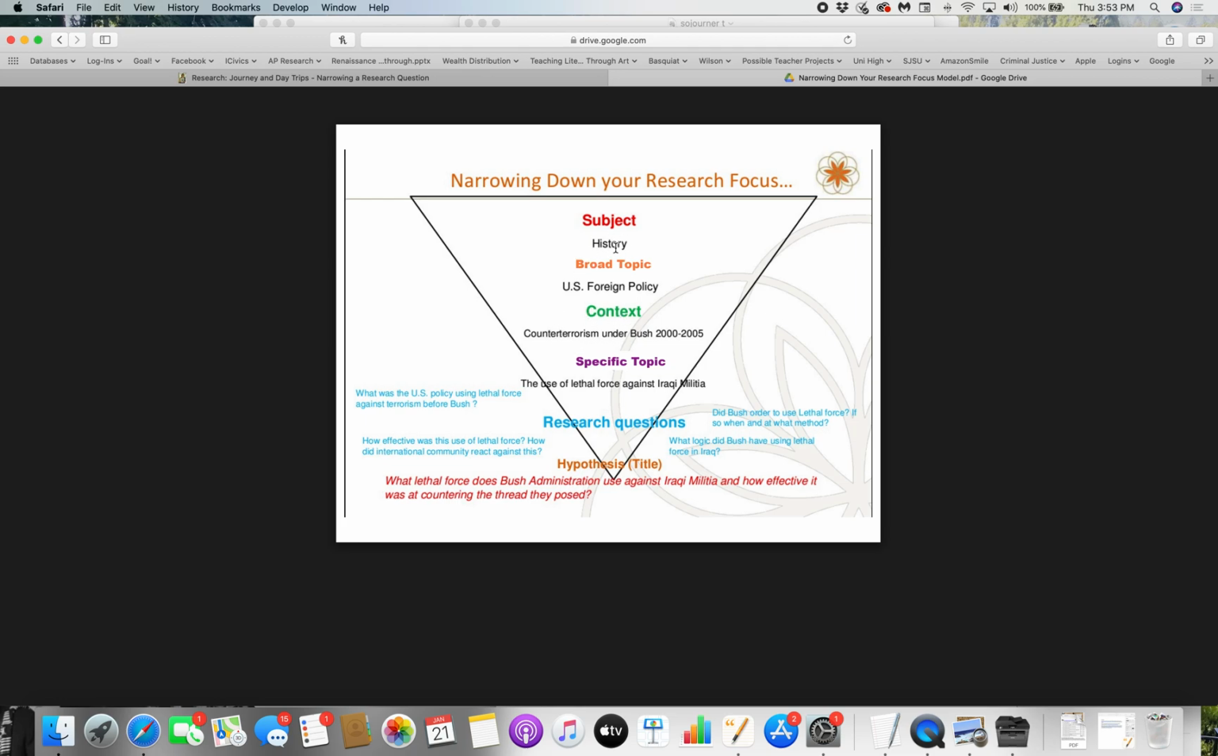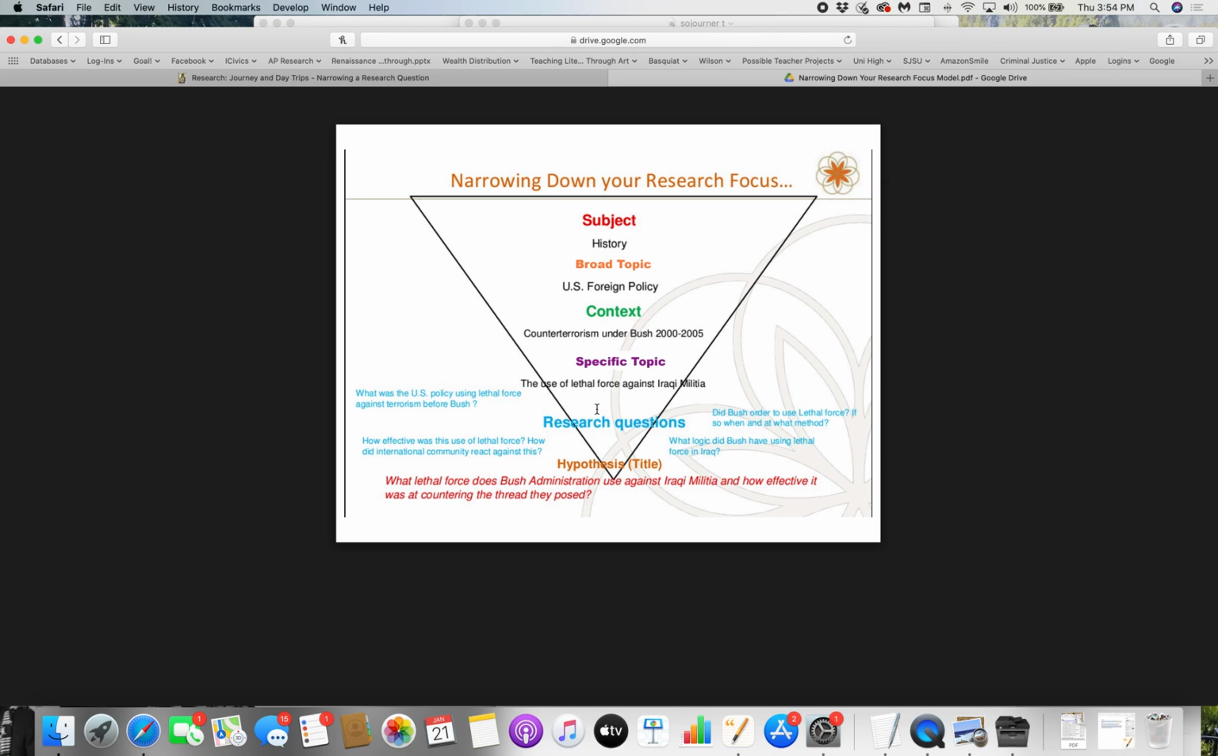And then you're going to have to start to come to a context. So you see this person's was history, then they were looking at US foreign policy. They have to bring their context down, and I'm going to talk to you about context in a second, but they have to narrow that context a little bit. So this person got pretty specific here. Counterterrorism under Bush 2000 through 2005. So after, what was happening around before and after the Twin Towers attack. Then the specific topic from there. Okay, so of counterterrorism, how Bush went against terrorism, the use of lethal force against Iraqi militia.